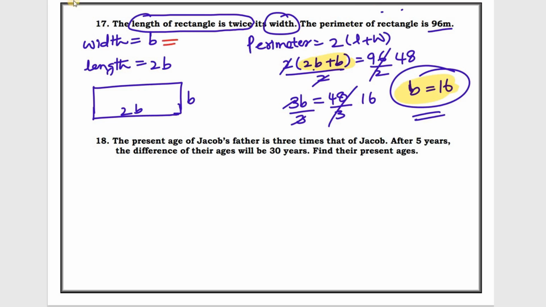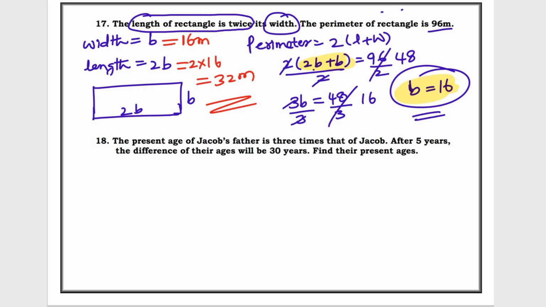So I got width is equal to 16 meters, since the units are given, and length will be 2 times 16, 32 meters. So I got length and width. If you want, you can check the answer. The perimeter formula is 2 times (L plus W), right? So you can substitute there and you'll get the answer.